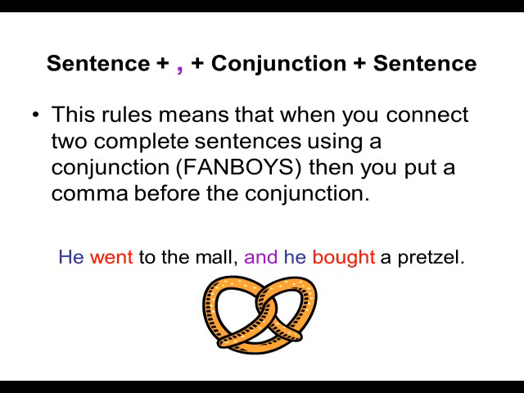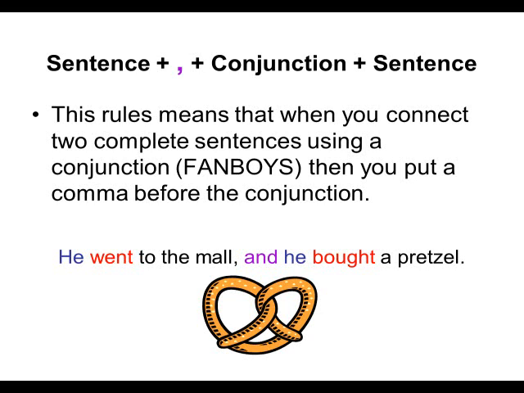What about the clause after the conjunction? He bought a pretzel. The action is bought, so that's the verb. The person doing the action is he, so that is the subject. Is it a complete thought? He bought a pretzel. Yes, it is. So according to this rule, you need a comma before the conjunction.